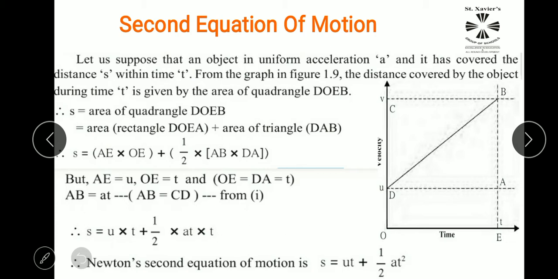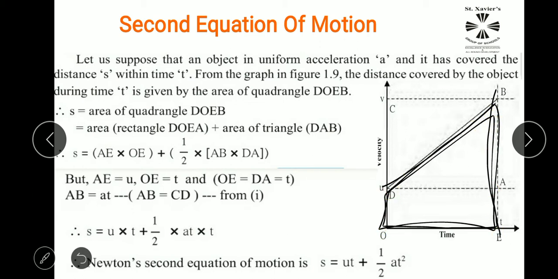Suppose we have to calculate the distance traveled from D to B. Now we know how to calculate the distance traveled. We can calculate the area of this quadrilateral. We'll get the distance traveled, students. Just now we saw in the starting of this video. So here what we'll do, we'll find the area of DBEO.